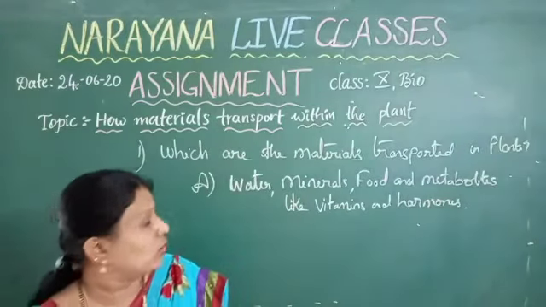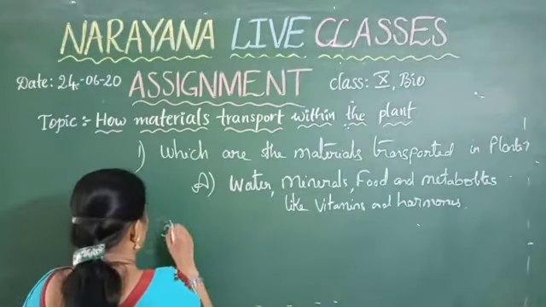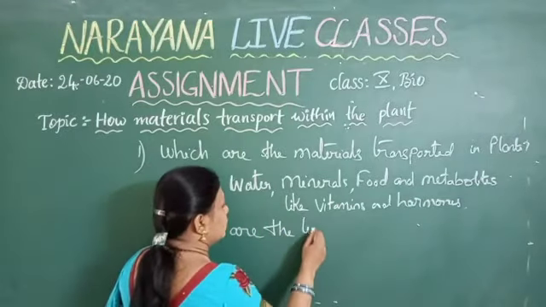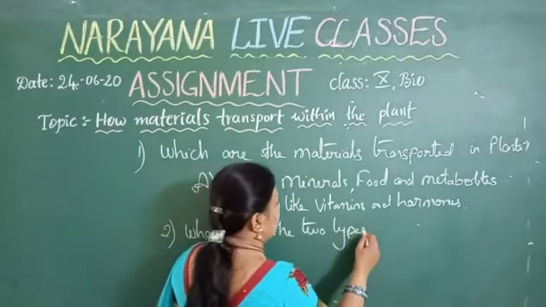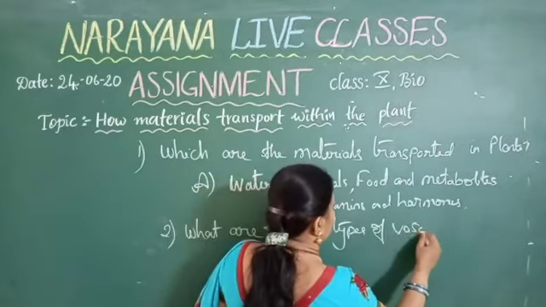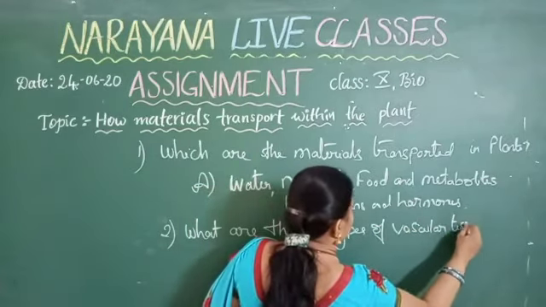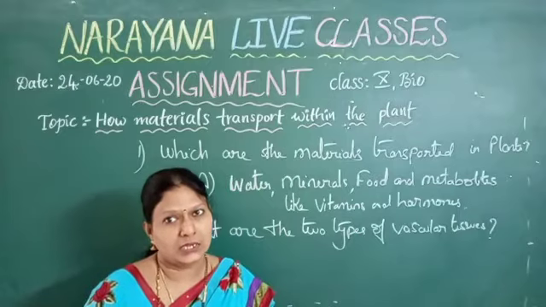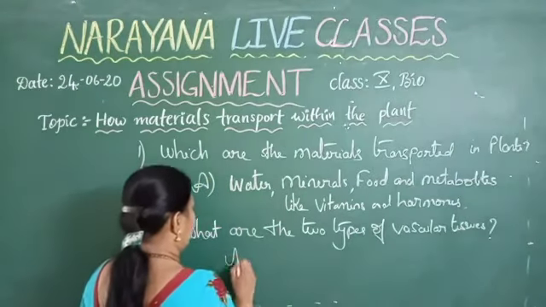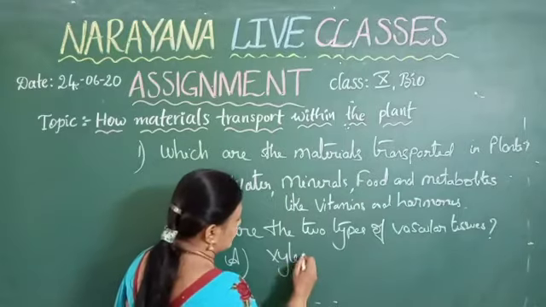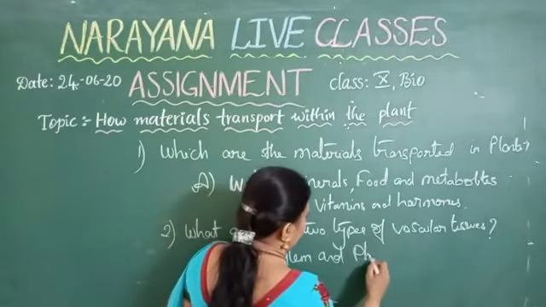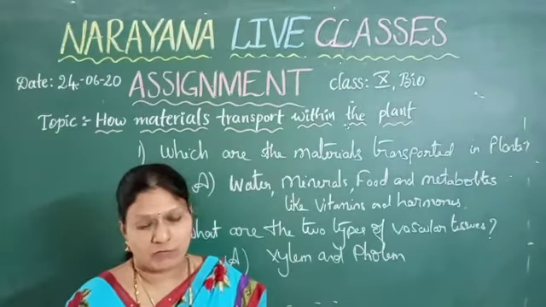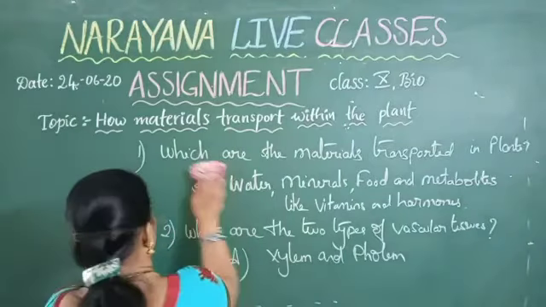Next question. What are the two types of vascular tissues? The two types of vascular tissues are xylem and phloem. So xylem and phloem are the two types of vascular tissues. Next question.